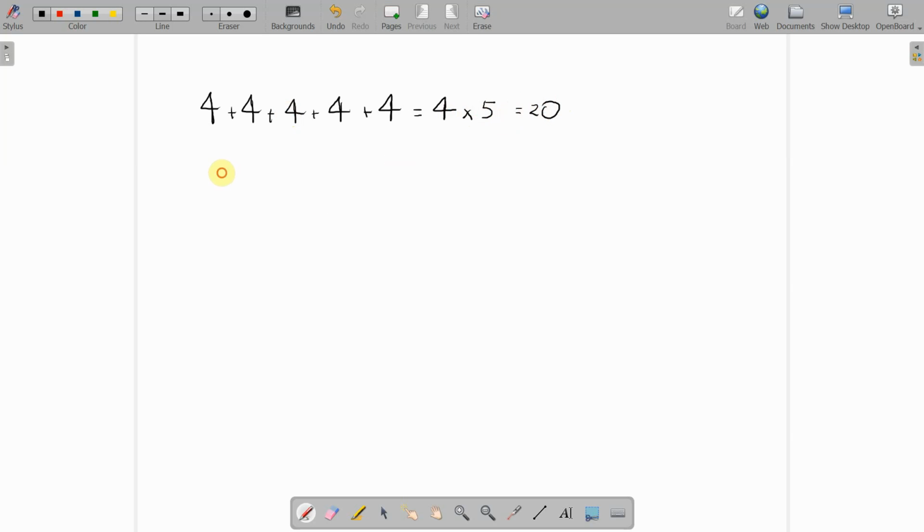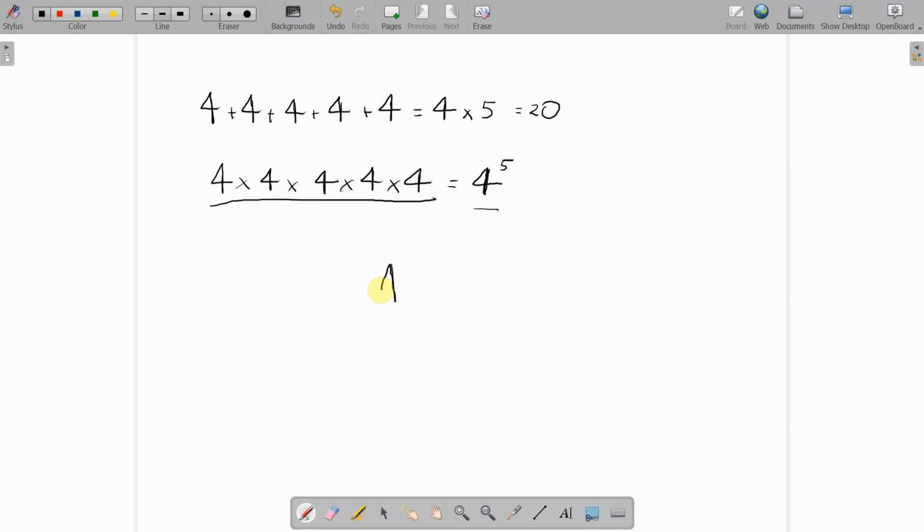So what happens when we repeat multiplying? We do this. Write the 4 again, and this time we write a little number up the top right, the power of 5. So that means the same as all that. 4 times 4 times 4 times 4 times 4 is the same as 4 to the power of 5.